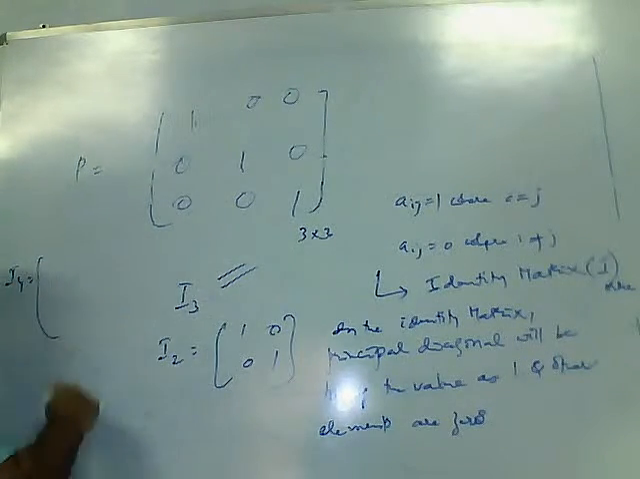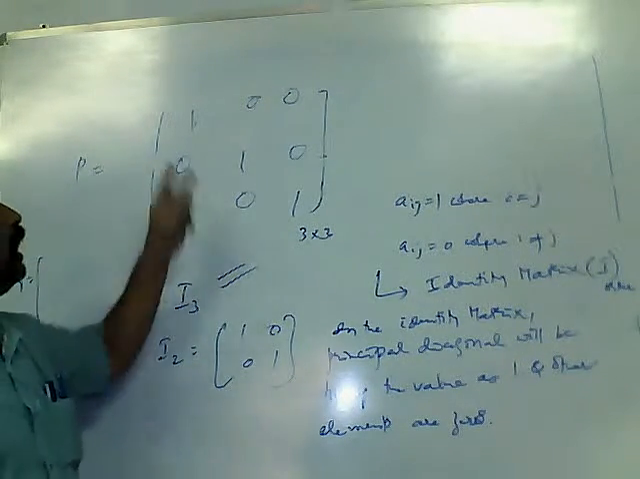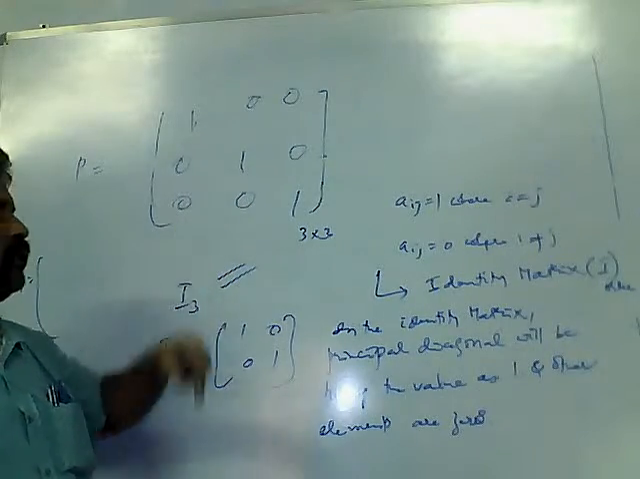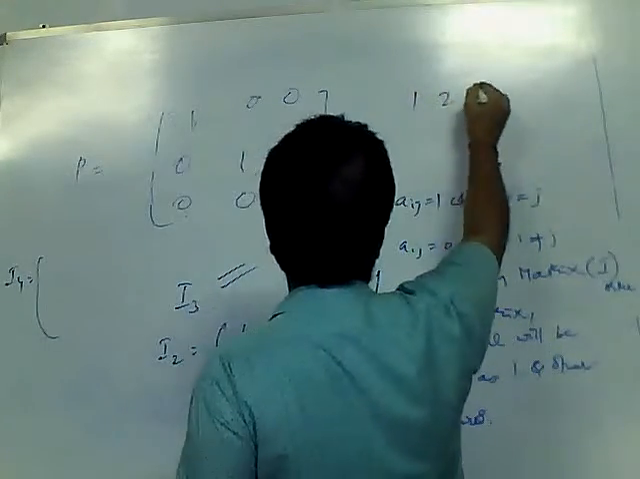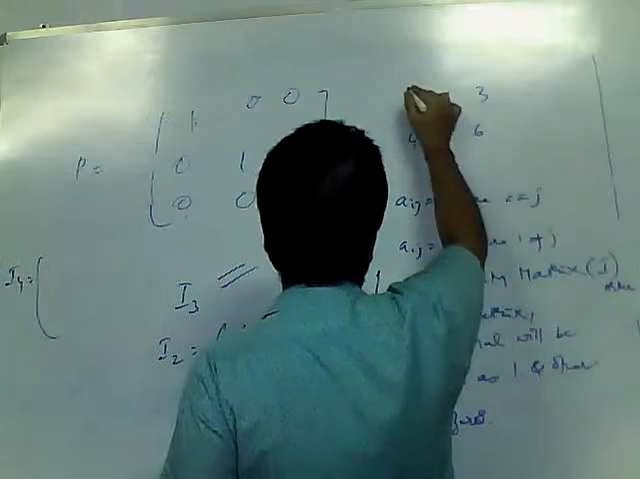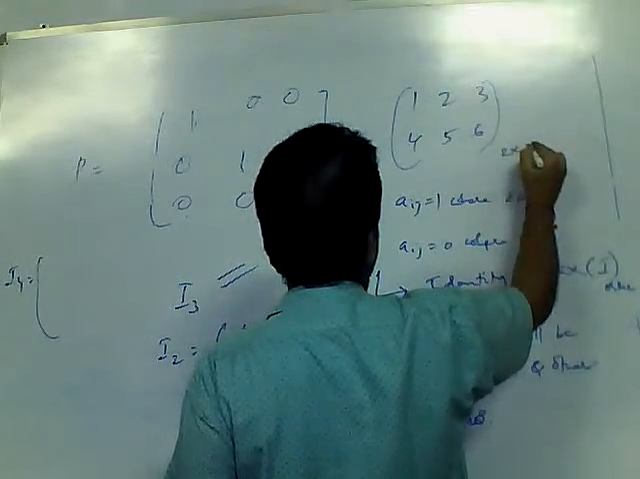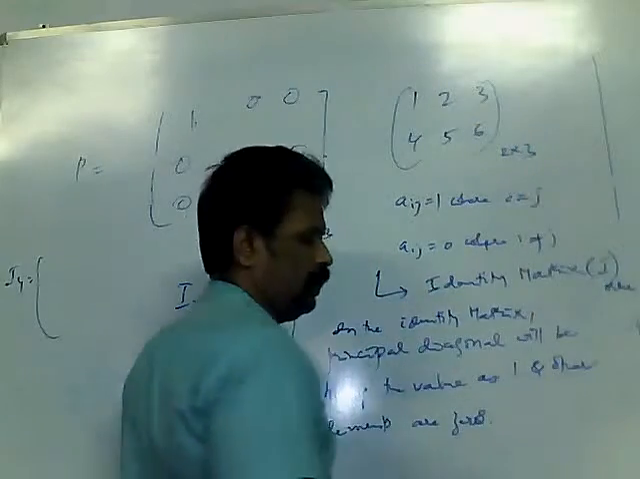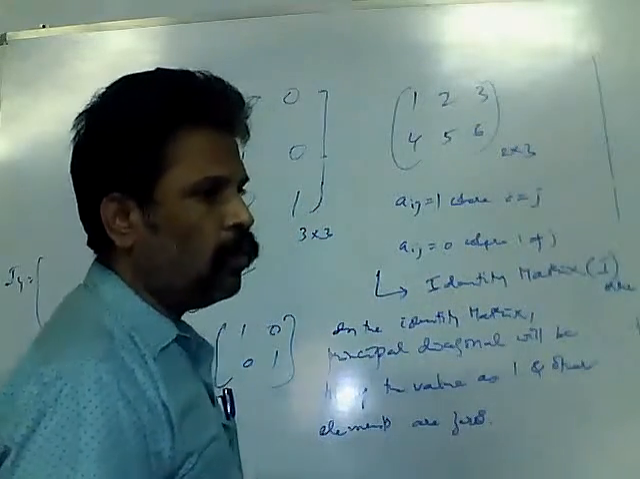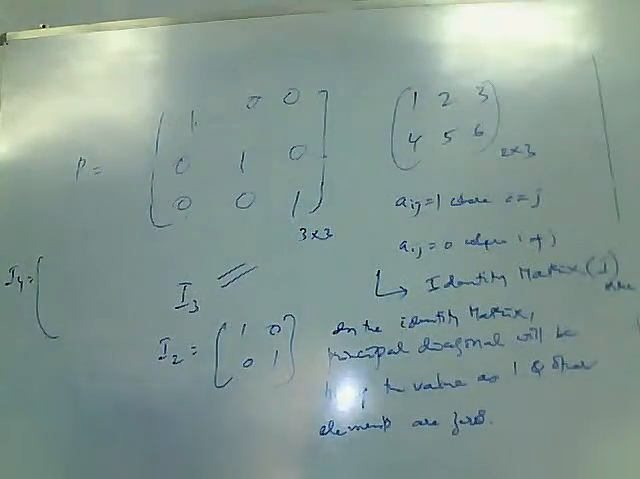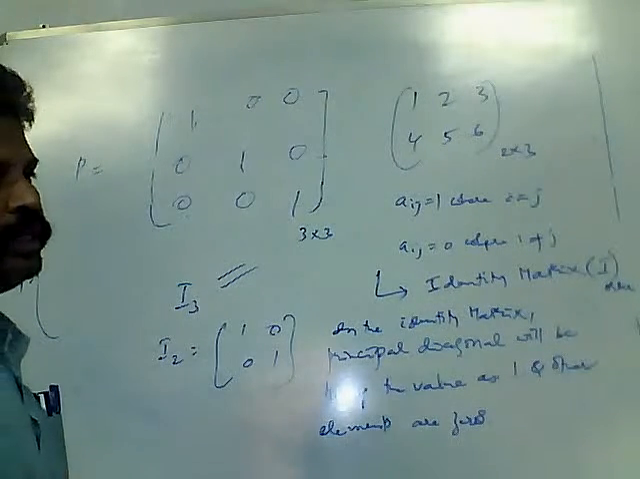And an identity matrix is only for square matrices, because a diagonal exists for square matrices only. A rectangular matrix can't have a diagonal. Suppose I took 4, 5, 6 here. This has 2 rows and 3 columns. There is no diagonal here, right? A diagonal holds only for square matrices. So identity matrices are always square matrices, because the diagonal elements are 1 and the other elements are 0.